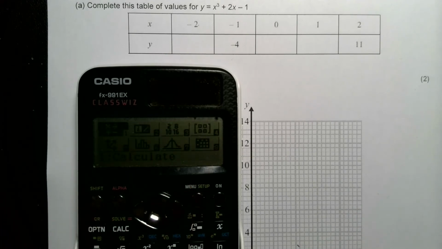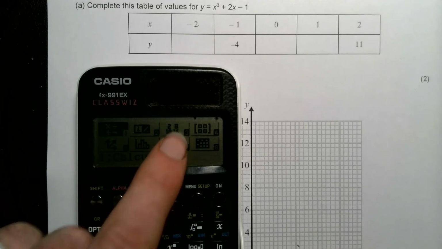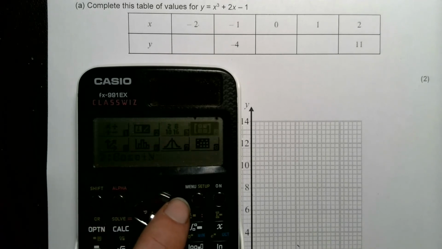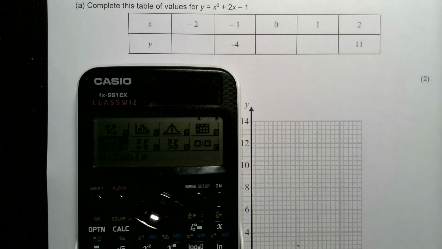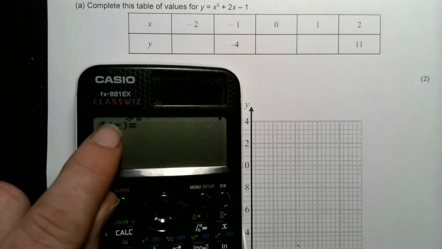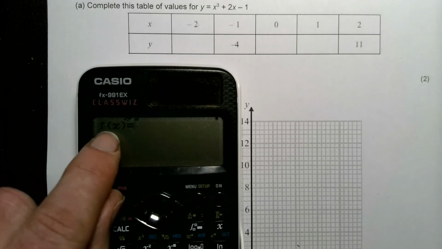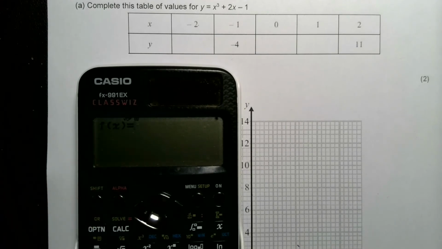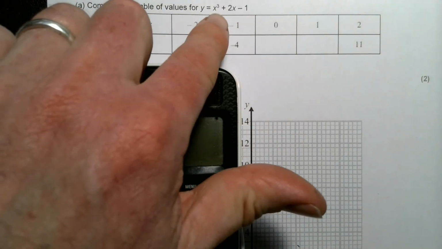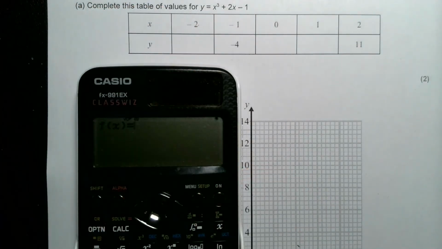Now, for most of the calculators that we use in school, it's number 3, but on this calculator it happens to be 9 table. But once you've got your table function, so it's probably going to be 3, press equals, you should have function x equals, and that function x, just pretend that says y. And we've got to put x cubed plus 2x minus 1 in there.